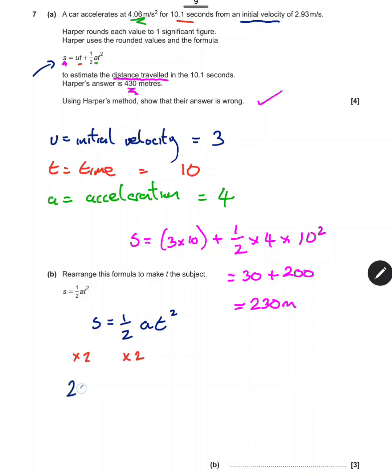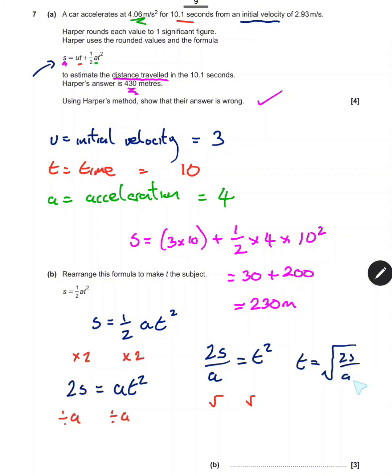And we end up with 2S equals, I've got rid of the halving now, AT squared. Remember, we're leaving the T alone, so we'll divide by A. And we end up with 2S over A equals T squared. Final step to get T on its own is to square root both sides. My final rearrangement will be T equals the square root of 2S over A.